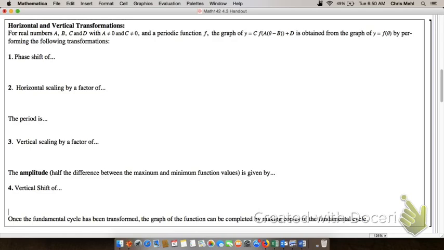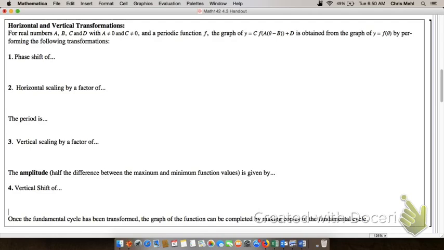Then the graph of y equals capital C times f of capital A times the quantity theta minus b, and then outside the parentheses plus capital D is obtained from the graph of y equals f of theta by performing the following transformations. Now, if you have a periodic function, the wording is slightly different here.